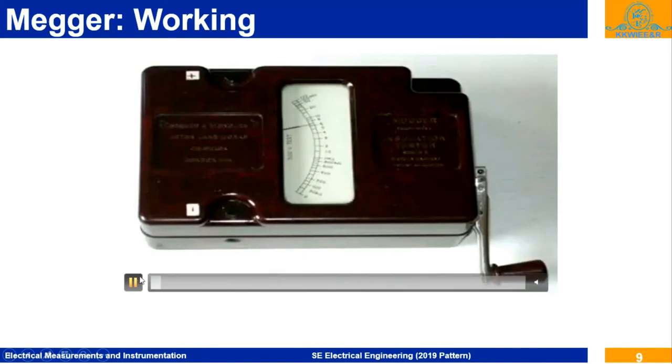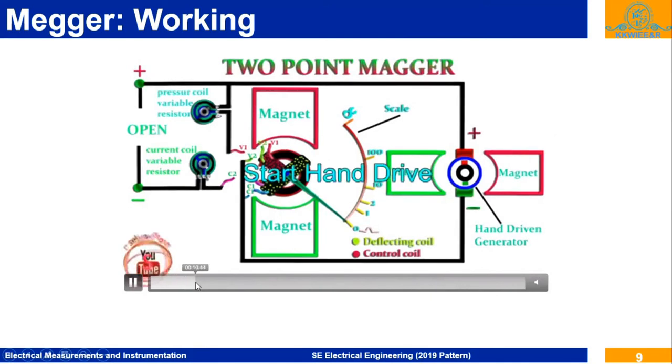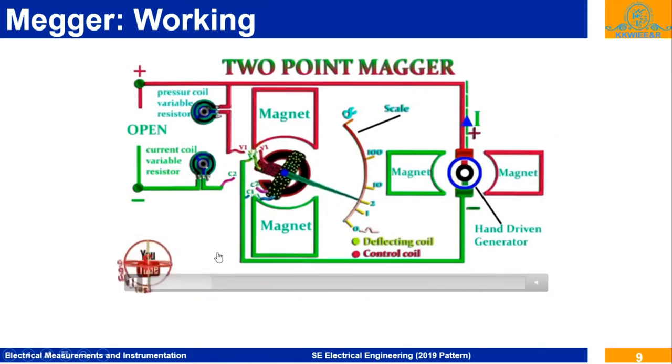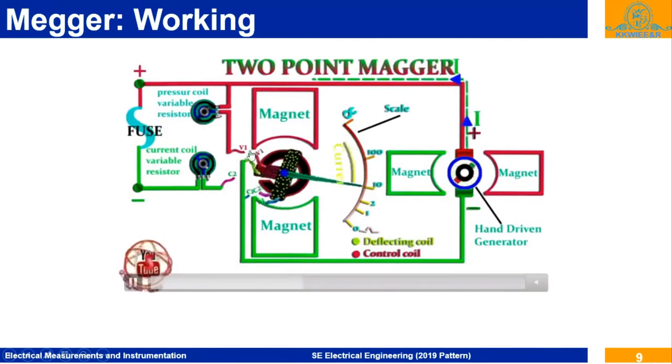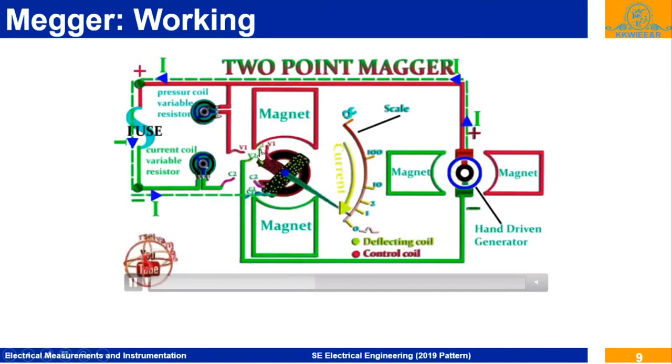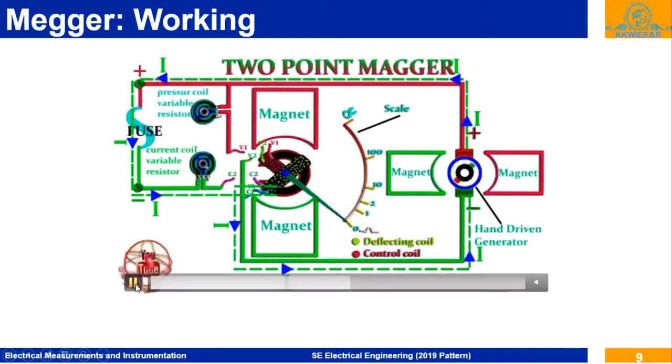If we short this terminal, so instead of keeping it open, we short it by some conductor, then current will start flowing through C1, C2 through this current coil, as well as a small current will flow from V1, V2 through this potential coil. Due to that, a high amount of deflecting torque will act on this coil and put the pointer to zero. Simple. If we short this conductor, the resistance becomes zero and the Megger will show the zero value.